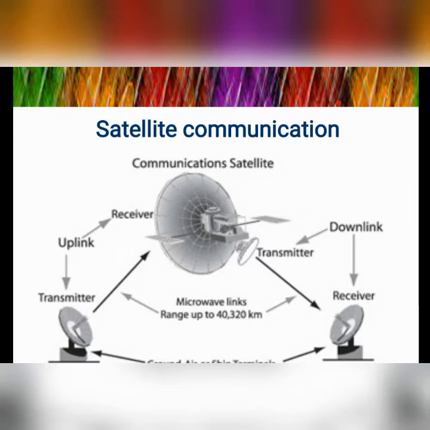Here we have the transmitter and the receiver, and we are going to transfer the signal from the transmitter on the ground station to the satellite, and then from the satellite to the receiver. If we are transmitting the signal from the transmitter to the satellite, we call it an uplink. If we are transmitting the signal from the satellite to the receiver, we call it a downlink.